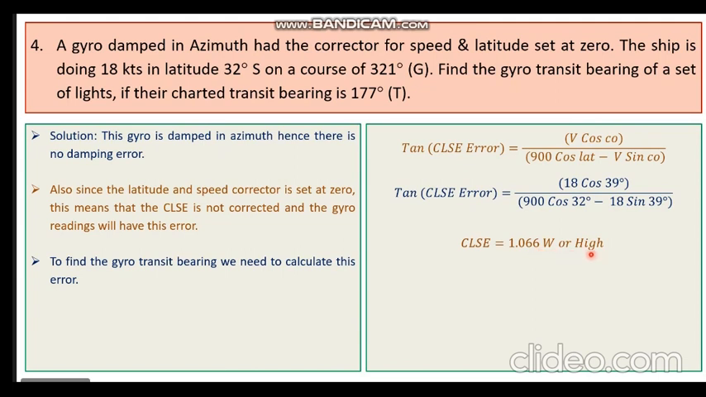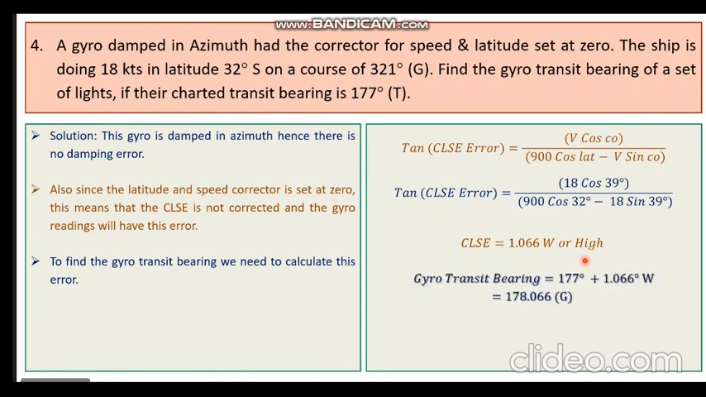or high. Now, the magnitude is obtained from the formula, and the sign of the error, that is west or high, is obtained from the fact that the course which we have, which is 321 degrees, has a northerly component. Whenever the course has a northerly component, this is a northwesterly course. So whenever the course has a northerly component, the steaming error is always west or high.